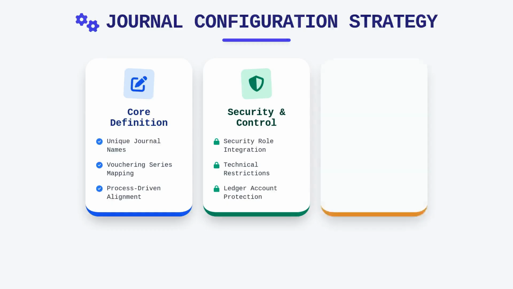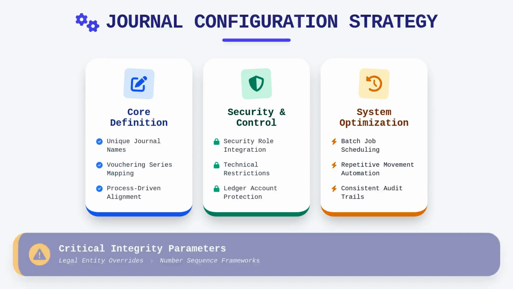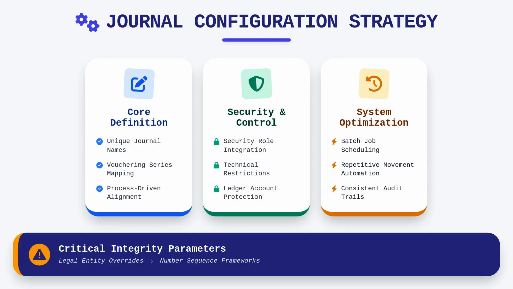It is also common practice to set up batch job execution schedules for repetitive movements, which helps reduce the manual burden while maintaining a consistent audit trail. Remember that the integrity of your financial reporting depends entirely on the accuracy of the underlying parameters, such as the legal entity overrides and the number sequence frameworks that govern each unique posted transaction.